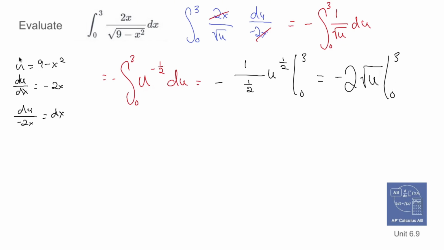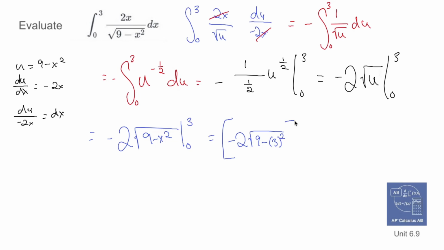What does that mean? I have to substitute that guy back in for u. So that's going to look like negative 2 times the square root of 9 minus x squared with limits of integration at 0 and 3. This is where we do the whole antiderivative of b minus antiderivative of a thing and set up my brackets and do negative 2 square root 9 minus 3 squared, like that, minus bracket negative 2 square root 9 minus 0 squared bracket.